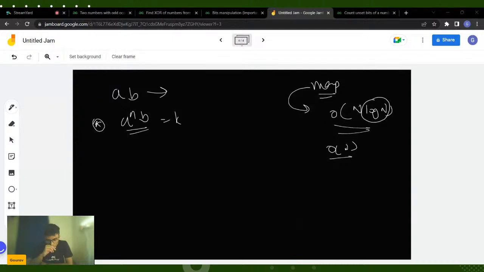So what you do basically, you take a particular position of bit and you see whether it is set in k or not. If it is set in k, then it means that either A is set or B is set. Any one of them is set. So what you do basically is that you try to divide the entire group into two parts. The first part will contain those elements in which that particular bit is set, and the next part of the group will contain those elements in which, at that particular position, the bit is unset.